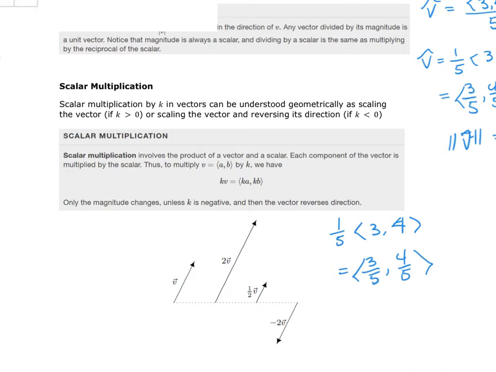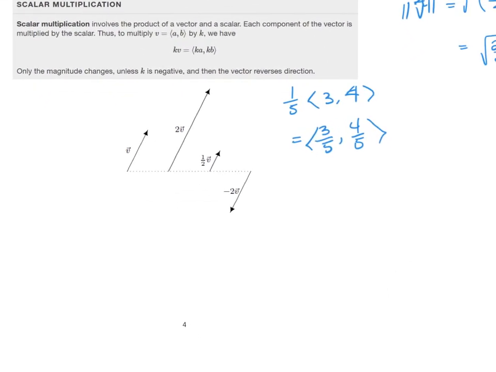So that is a scalar multiplication. If you have your original vector and you multiply it by 2, that was your scalar, then you're going to make the vector twice as long. It doesn't change the direction. If you multiply it by 1/2, it's half as long. It doesn't change the direction.